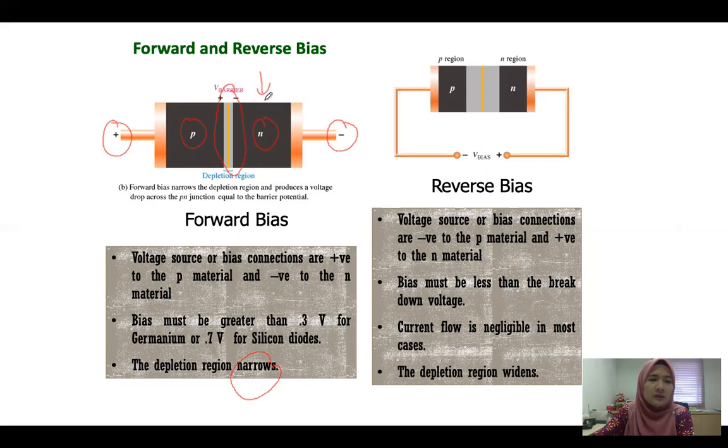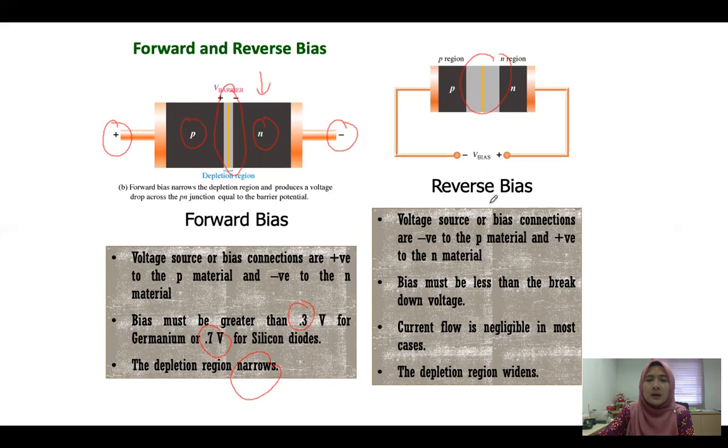So the V barrier depends on the material. If the material is germanium, then the V barrier is 0.3 volt. If the material is silicon, then the V barrier here is 0.7 volt. So you look at here, the depletion region of forward bias is smaller compared to the reverse bias.